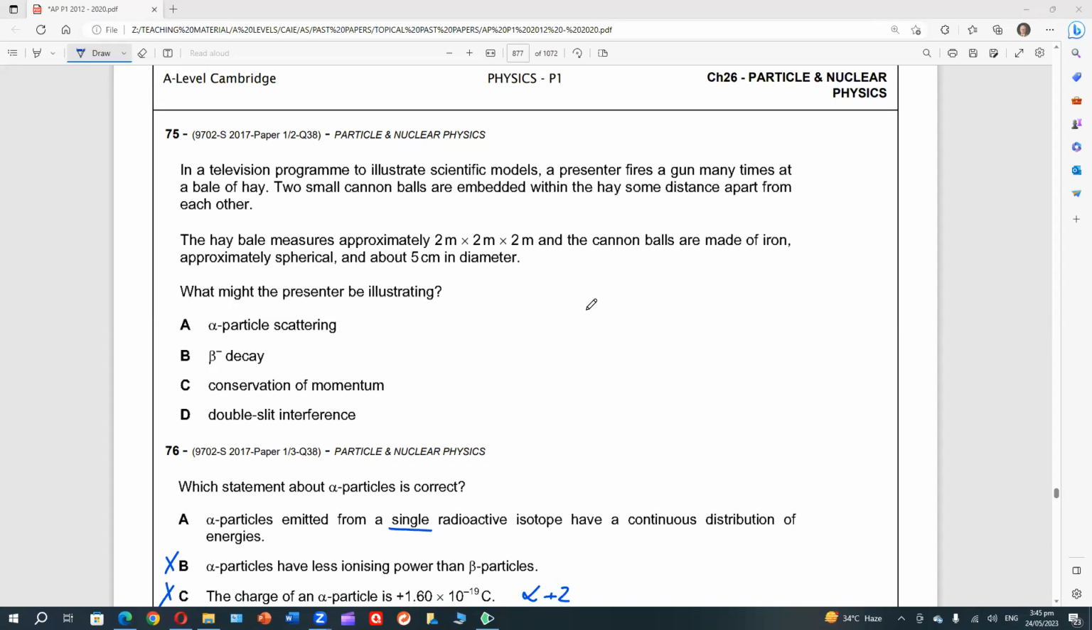Two small cannonballs are embedded within the hay, some distance apart from each other. The hay bale measures approximately 2 by 2 by 2. Now, the idea is simple. It cannot be decay. It is not conservation of momentum. This is not a collision. Now, it can be either double slit or alpha particle scattering.